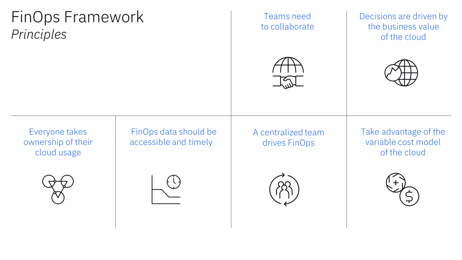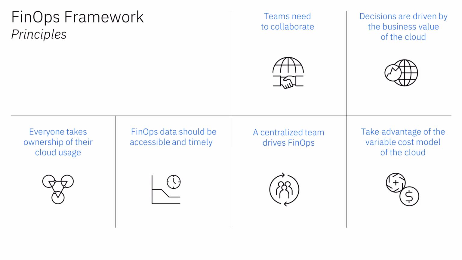The fourth principle is that FinOps data should be accessible and timely. Teams should be able to process and share cost data when it becomes available. Real-time visibility autonomously drives better cloud utilization. Fast feedback loops result in more efficient behavior. The fifth principle is that a centralized team drives FinOps.